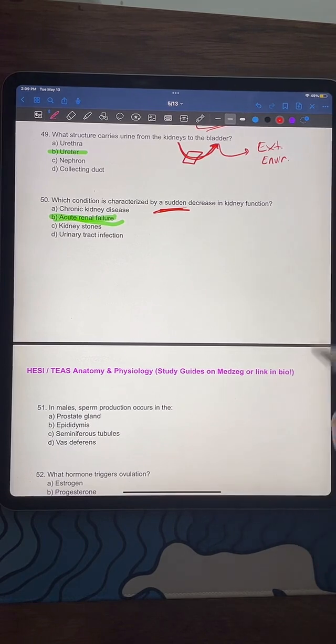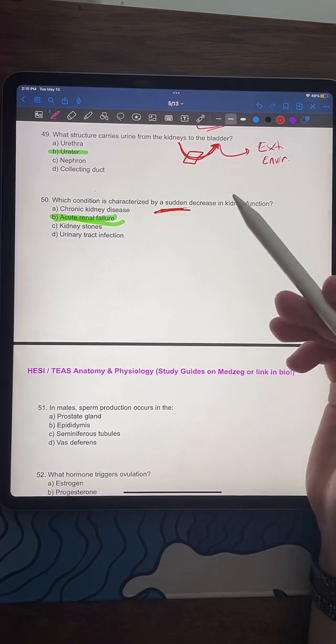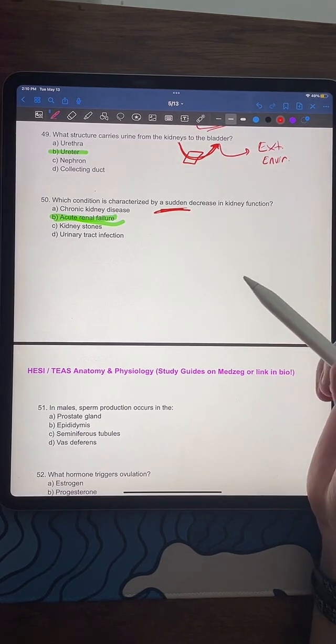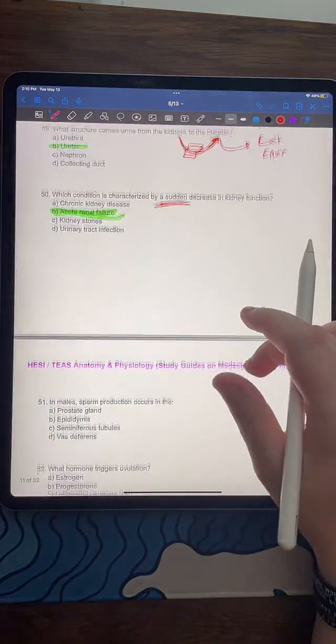Chronic is progressive, long-term. So if we were to change sudden to a long-term decrease in kidney function, that would be chronic. Kidney stones are mineral deposits that cause an obstruction. They don't necessarily directly cause sudden kidney failure, though. Then urinary tract infection. UTIs affect mainly the bladder and urethra. They don't necessarily cause a sudden loss in kidney function.